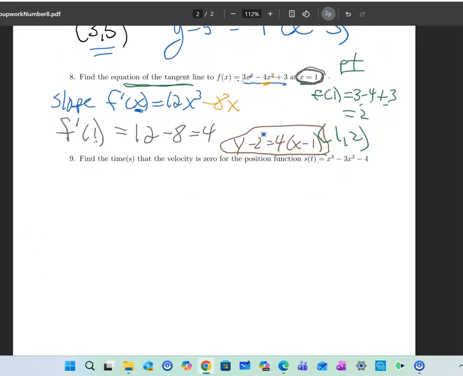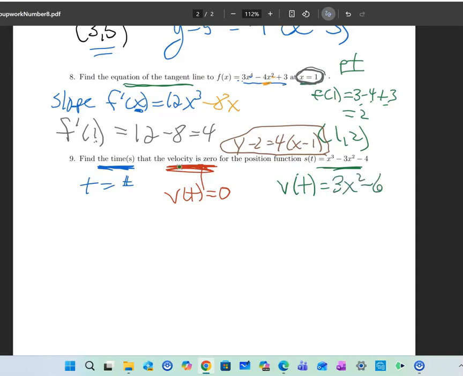One last one. So find the times. So the answer is going to be t equals a number, maybe more than one. The velocity is 0. So this means I want to set the velocity equal to 0. I've got the position function, and you know one derivative gives me velocity. So I get 3t squared minus, I'm saying t, 3x squared minus 6x. And the derivative of that -4 is 0. So I'm going to set it equal to 0.